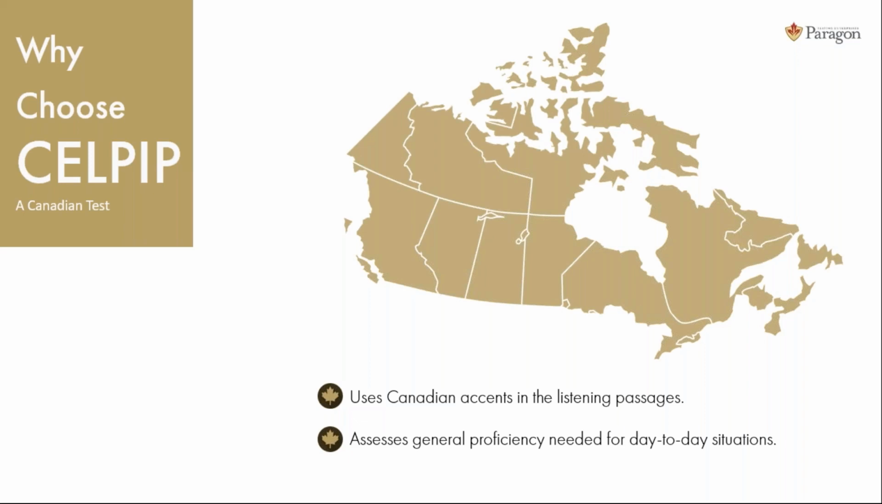So why should you choose CELPIP? Well, it uses Canadian accents in the listening passage, which is good. That means you won't have to listen to British accents or Australian accents or anything like that. You can rely on a consistent accent throughout the test when you're listening. And that applies to the questions as well, whenever a question is being spoken, like on the listening test. And as I mentioned, it's general proficiency, not academic English or business English. Although you do want to improve your language and show your language ability, you don't have to speak in a very academic way on this test.